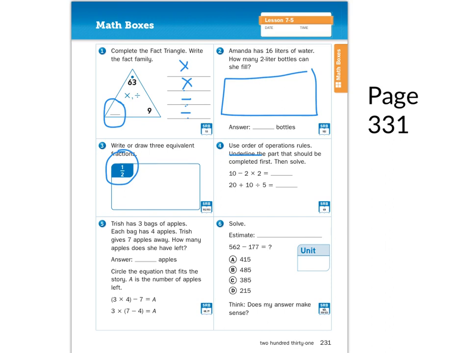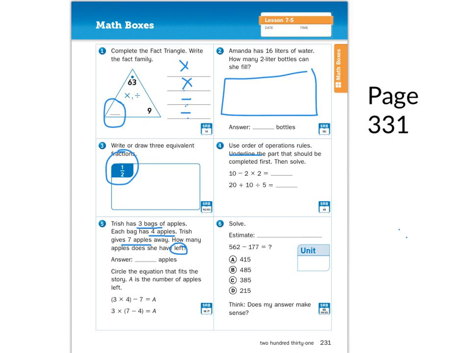And then we have, okay, for number 5, we have Trish has 3 bags of apples. Each bag has 4 apples. Trish gives 7 apples away. How many apples does she have left?